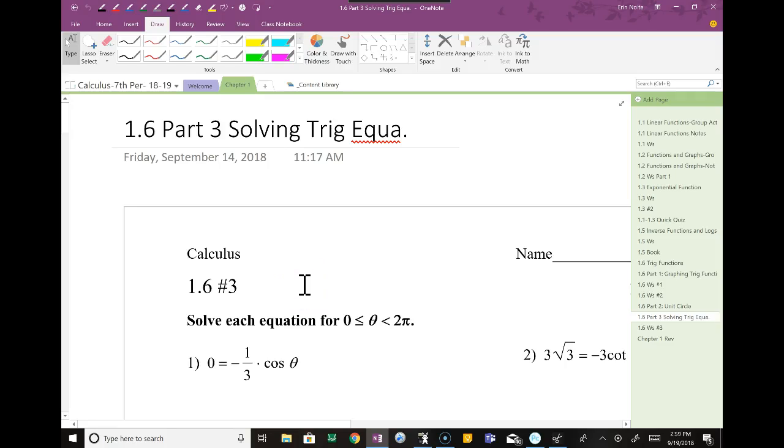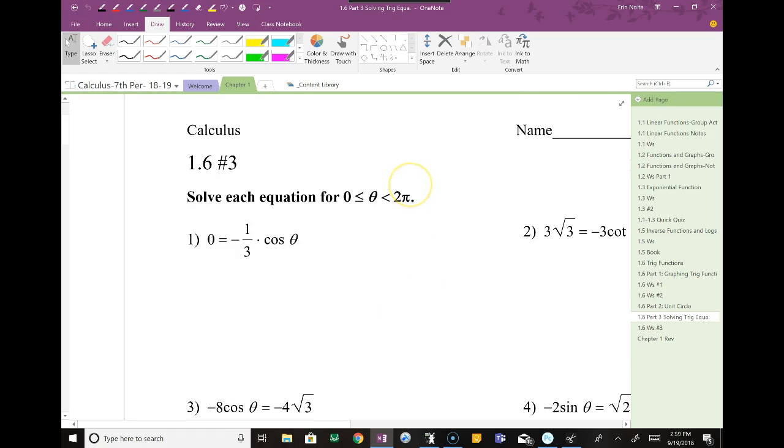Today's topic is solving trig equations. You have to have your unit circle in order to do this. For example number 1, I'm just going to show you how to do this using examples. Your first step in solving a trig equation is to isolate your trig piece.